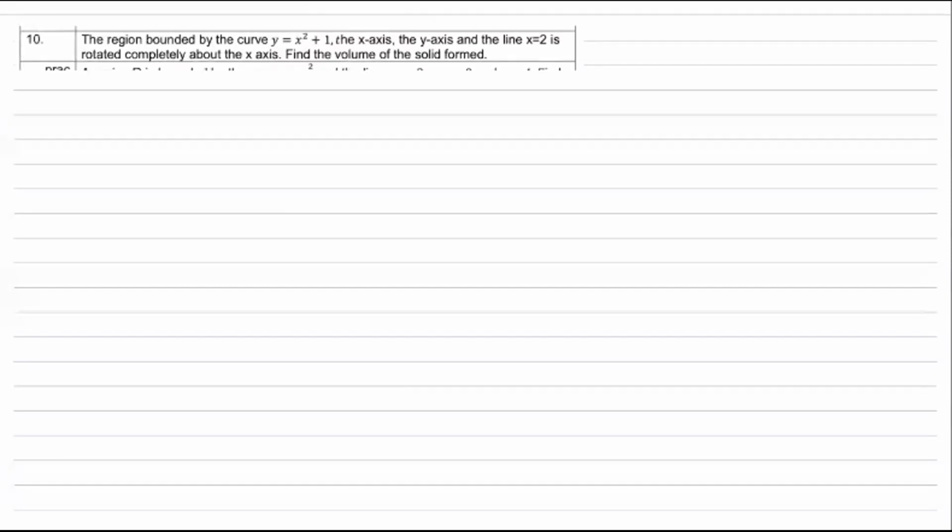So question 10. The region bounded by the curve y equals x squared plus 1, the x-axis, the y-axis, and the line x equals 2 is rotated completely about the x-axis. So this is a volume of revolution question. Find the volume of the solid formed. How? Recall what's the formula? V equals to?